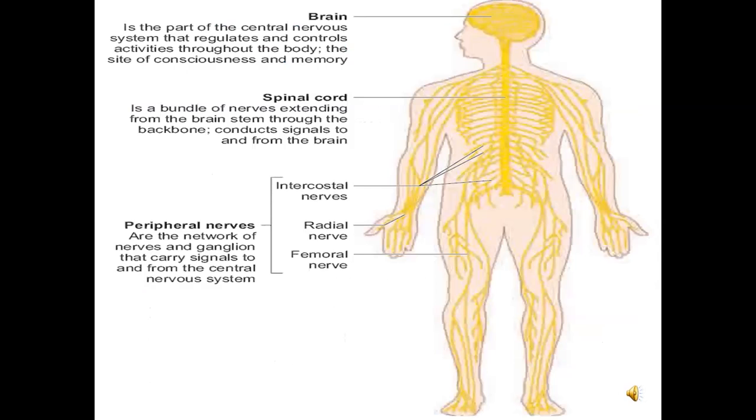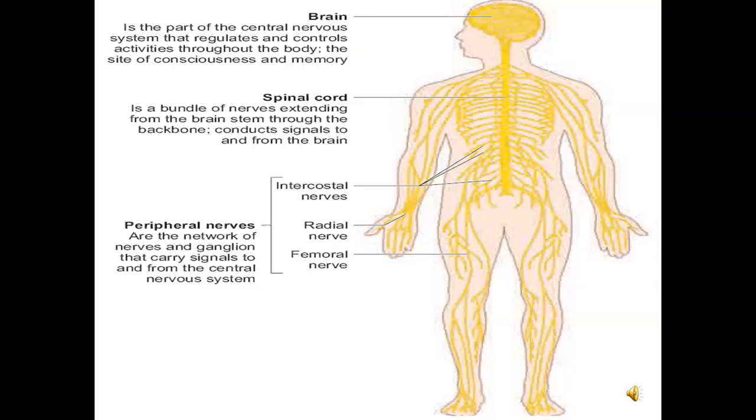In the nerve system, these parts are included: brain, spinal cord, and peripheral nerves. Brain is the part of the central nerve system that regulates and controls activities throughout the body, the site of consciousness and memory. Spinal cord is a bundle of nerves extending from the brain stem through the backbone, conducts signals to and from the brain.